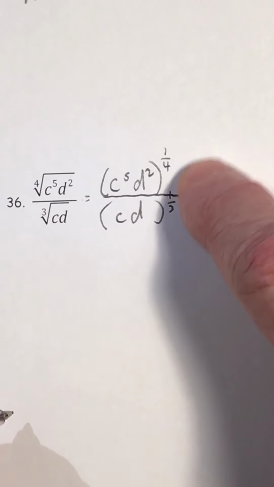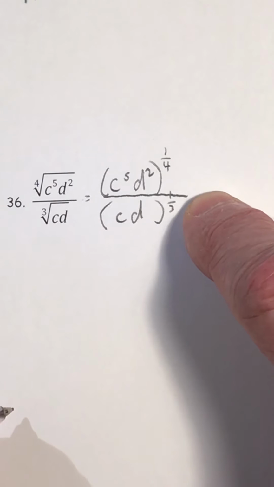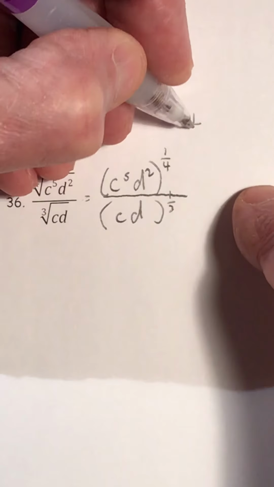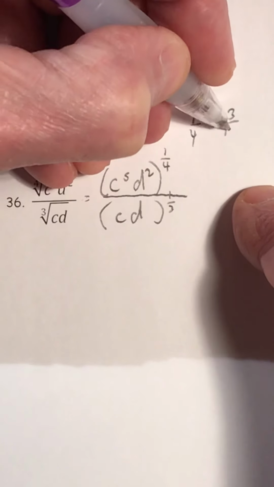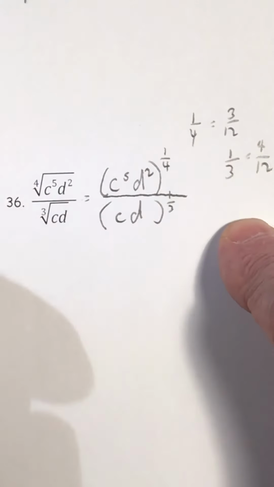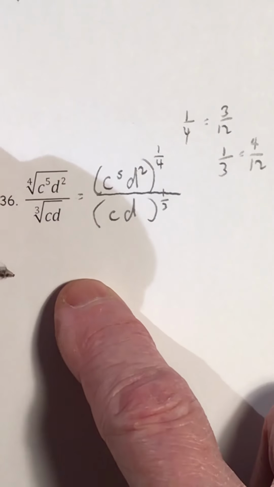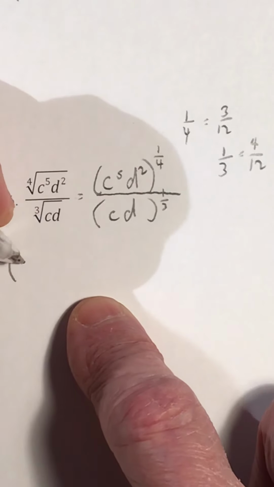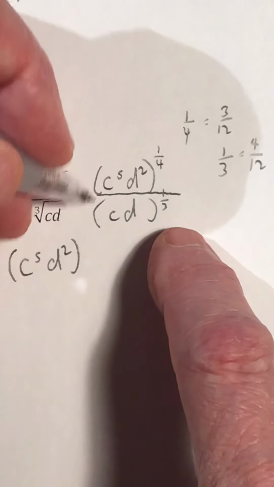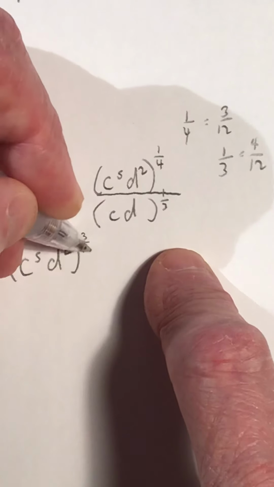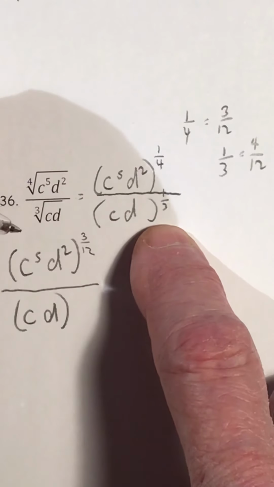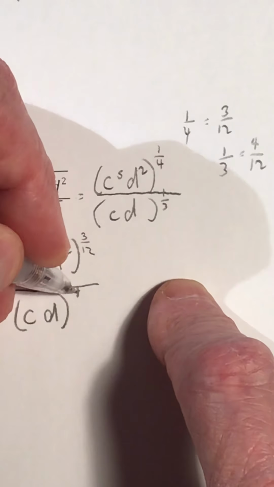Now I want to get these two fraction exponents to have a common denominator. 4 and 3, fourths and thirds can be changed to 12ths. 1/4 is equal to 3/12, and 1/3 is equal to 4/12. So I'm going to rewrite this again down here. C to the 5th, d to the 2nd, instead of to the 1/4, I'm going to write 3/12. And CD, instead of 1/3 power, I'm going to write 4/12.